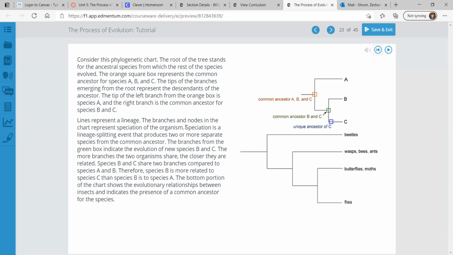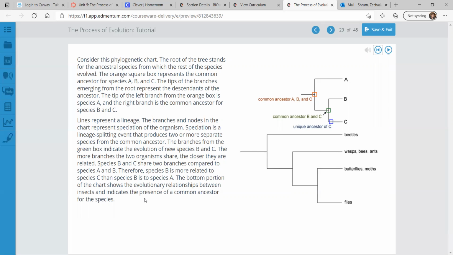The lines represent a lineage, so line, lineage. The branches and nodes in the chart represent speciation of the organism. And that word, speciation, is a lineage splitting event that produces two or more separate species from the common ancestor. The branches from the green box indicate the evolution of new species B and C.